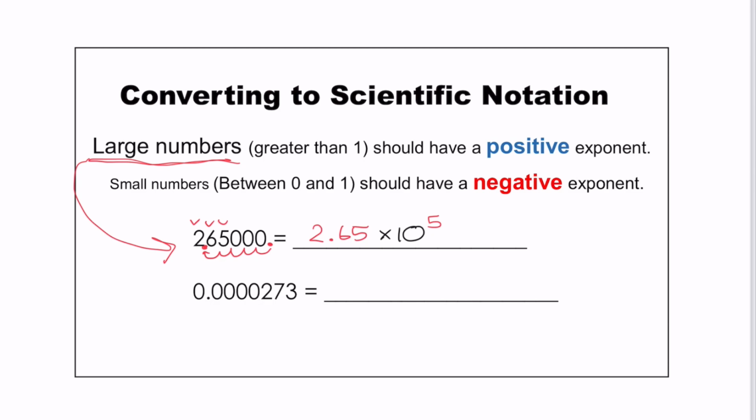Whereas this bottom one, I have my 2.73, because remember, all those zeros don't count. The 2.73 are my significant figures. I put a decimal after the first digit. So then I'm going to see how many times I have to move the decimal to look like 2.73, so I know what exponent to put on top of the 10. So I'm going to move it 1, 2, 3, 4, 5 times. So this is the same 5 times, but this will be a negative 5 since this number is a very small number, a number between 0 and 1.